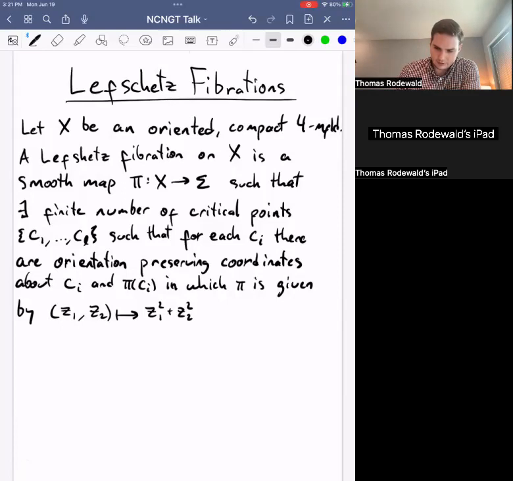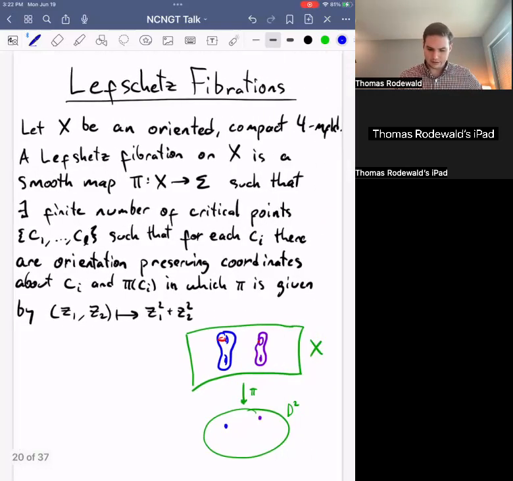So you think of C^2 and then C. And the map pi is given by taking two complex numbers and sending it to the sum of their squares. So the picture we draw is like this. And like I said, a Lefschetz fibration can be over any surface. You can have any surface be the base, but for us, it's just the disk.